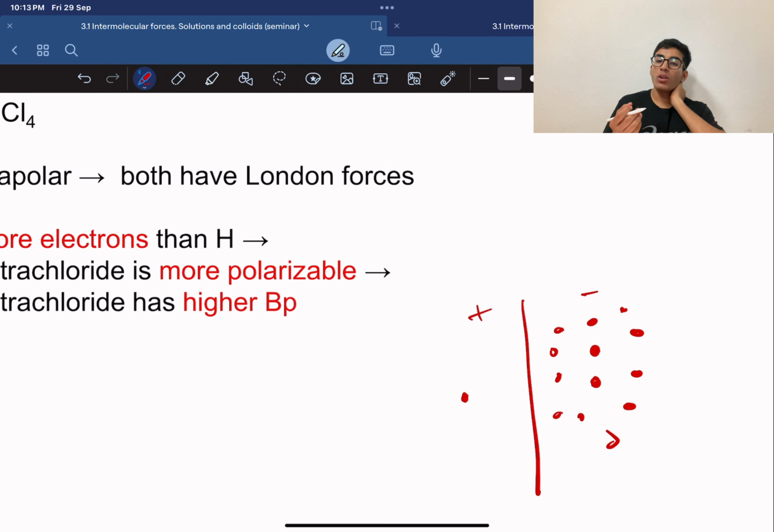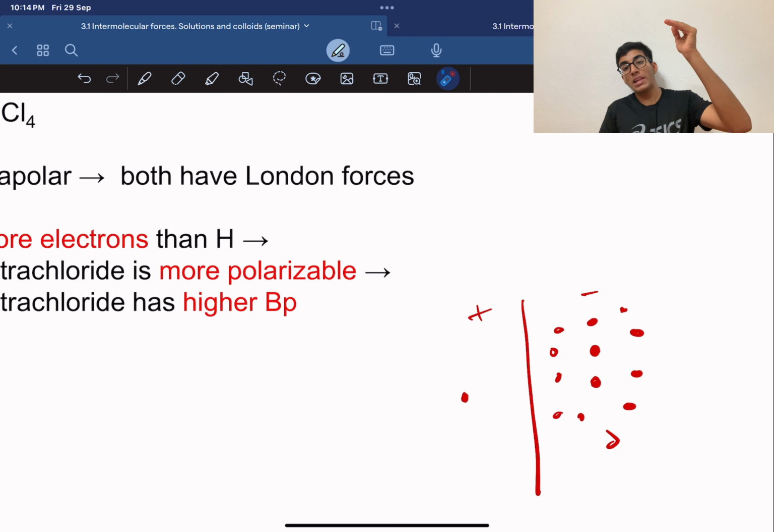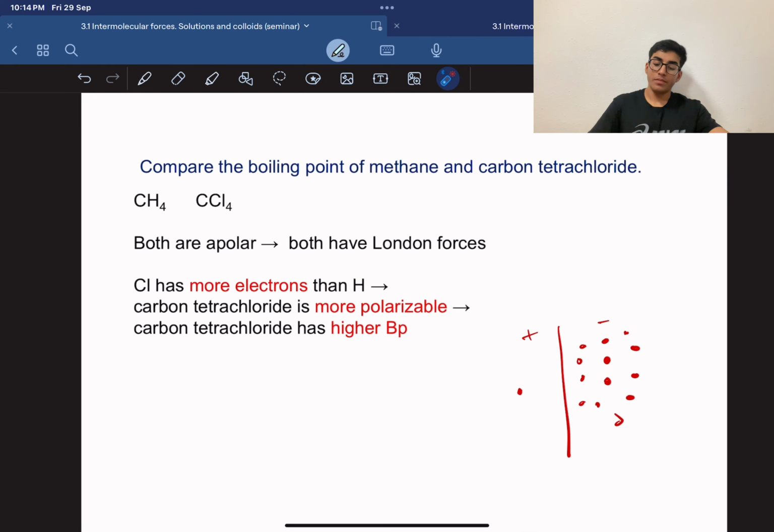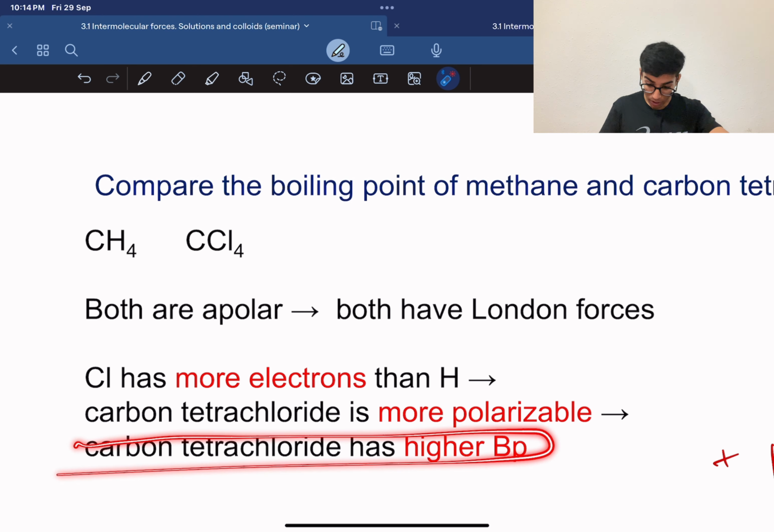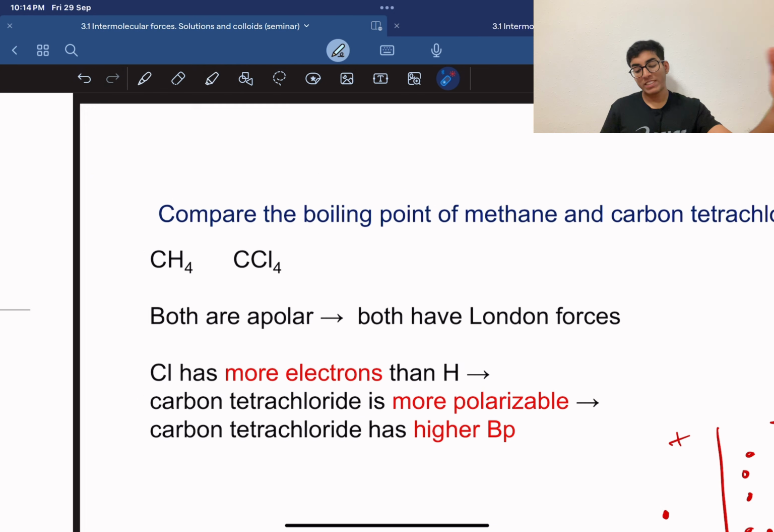So more electrons equals more polarizability. Right here, the word right here, polarizability. More electrons, more polarizability. The higher the polarizability, the stronger the bond. Now we know Cl has more electrons than H, so this will be more polarizable, hence being stronger. That means carbon tetrachloride has a higher boiling point. Simple.